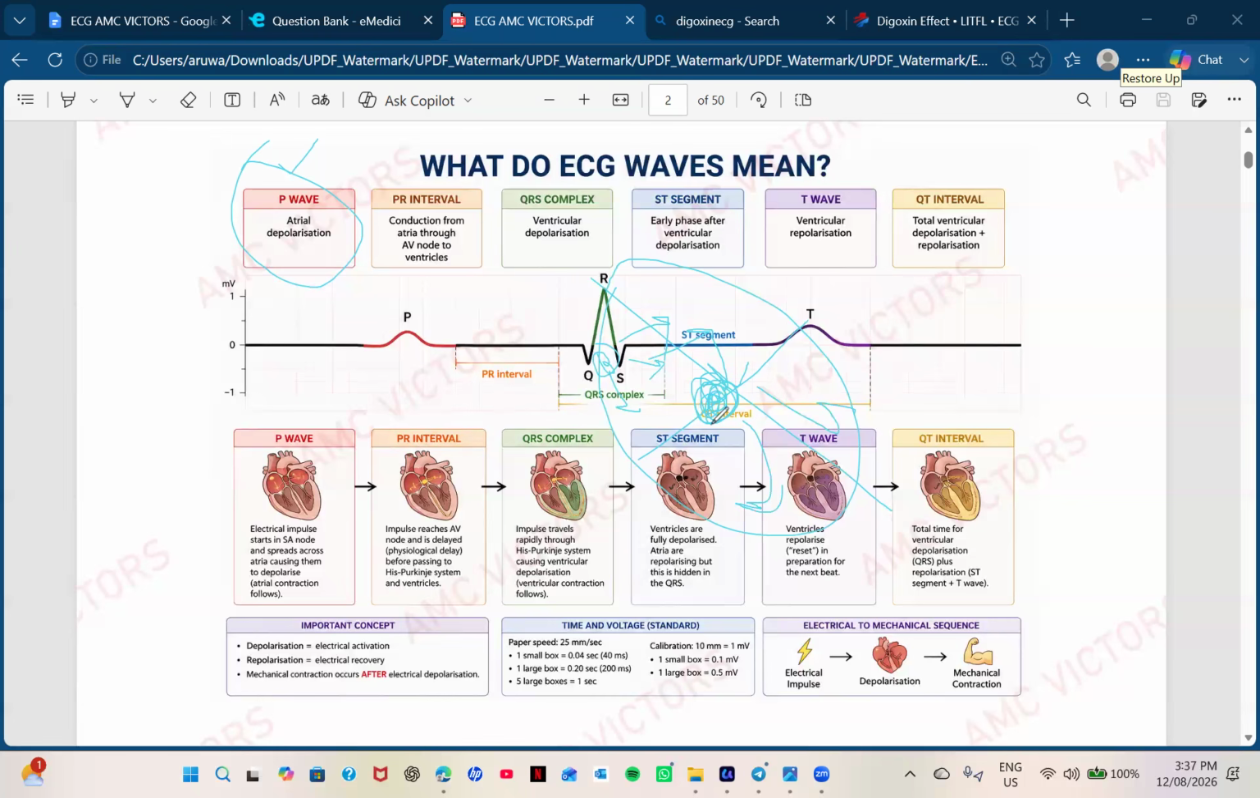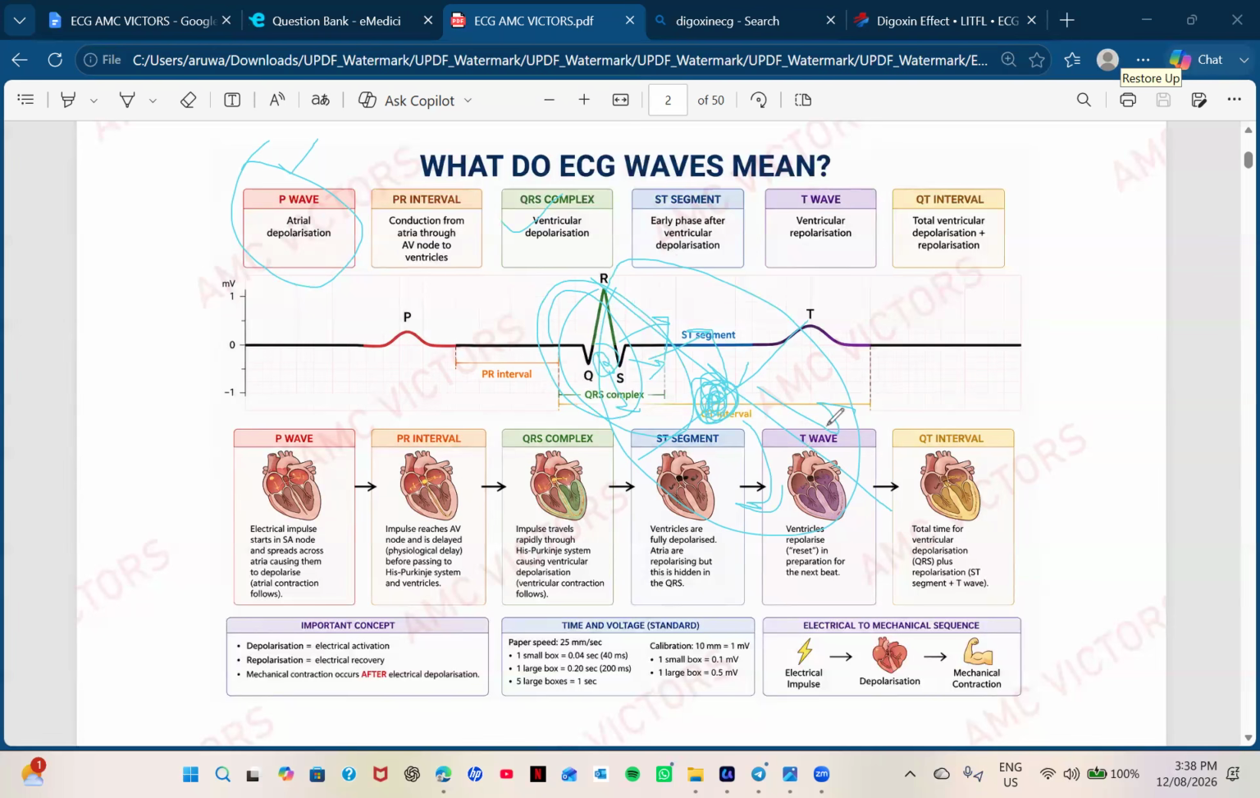So, what is the QRS complex? In the QRS complex the impulse travels rapidly through the Purkinje system, causing the ventricular depolarization. After reaching the AV node, these signals pass through the Purkinje system and throughout the ventricle, and then we form the QRS complex. This whole QRS complex means the ventricular depolarization, right? Then what is the ST segment? It is the early phase after ventricular depolarization. The ventricles are fully depolarized. The atria are repolarizing, but that is hidden in the QRS complex, right?